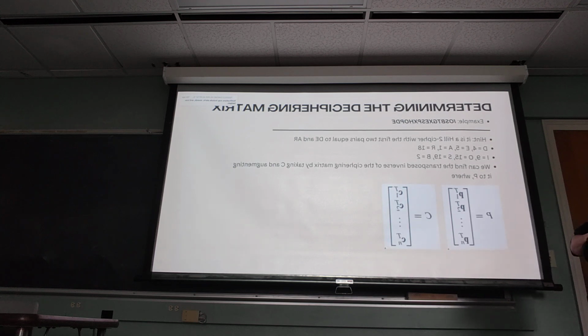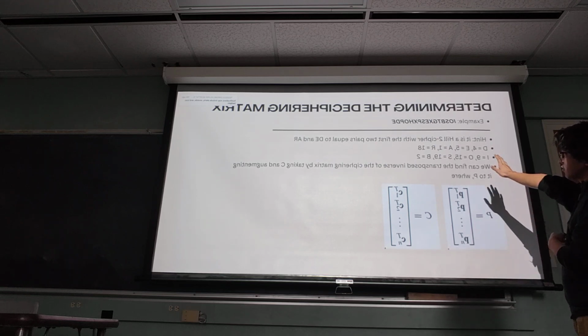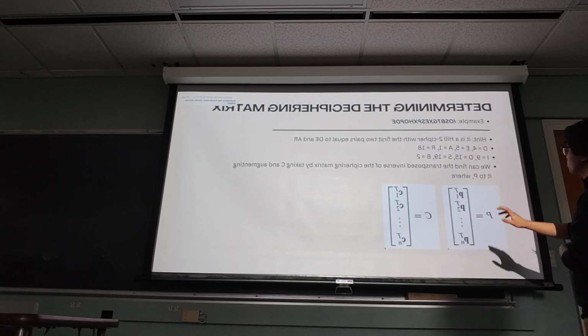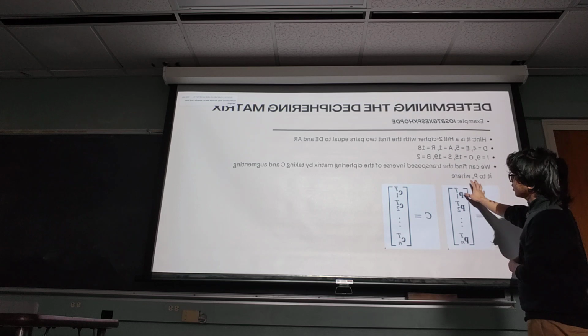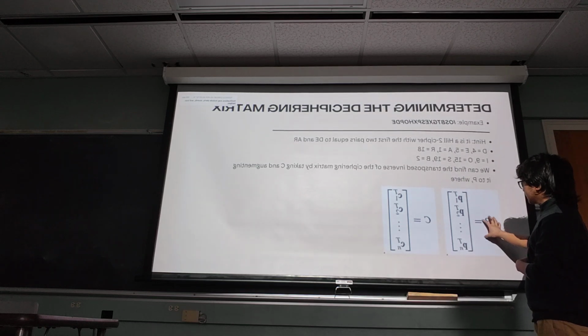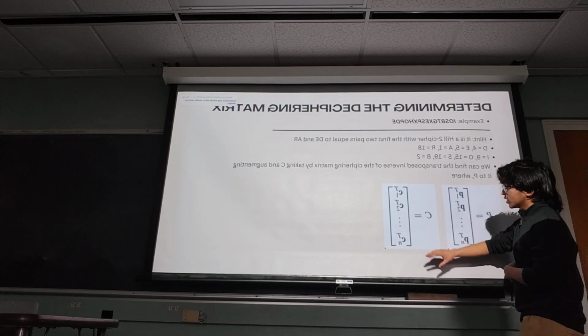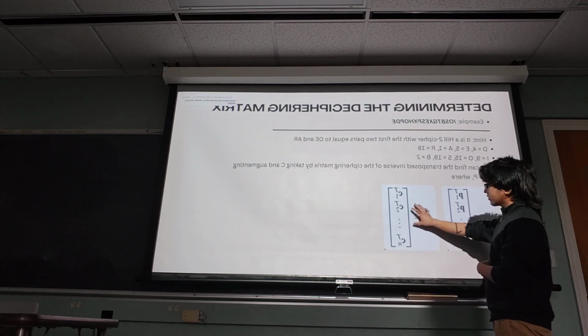So there is actually an algorithm as to how to find the deciphering matrix. Basically, if we know some information, let's say we know it's a Hill 2 cipher and that the first 2 pairs are equal to DE and AR, then we can find it such that we make a matrix P that is a transpose of the plaintext vectors, and the matrix C such that it's a transpose of the ciphertext.